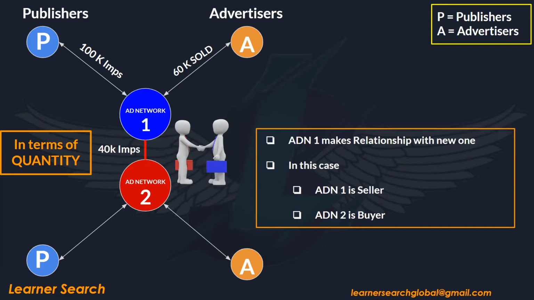He is reaching out to another ad network too. Ad network one is reaching out to ad network two to sell his 40K impressions, the unsold inventory of ad network one. Now read this: ADN1 makes a relationship with ADN2. In this case, ADN1 is seller and ADN2 is buyer. ADN means ad network. So ad network one is a seller here when it is selling impressions, and ad network two is a buyer. ADN1 is supplier, ADN2 is demand.